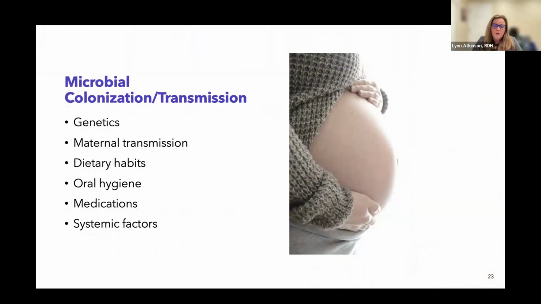So microbial colonization or transmission can be affected by genetics. You can have maternal transmission. With genetics, we're always concerned about whether they have these genes, maybe their family history of periodontal disease, family history of diabetes, family history of some kind of immune suppressant disease. And maternal transmission, you can get that from mother to baby, or to infant, or to newborn.